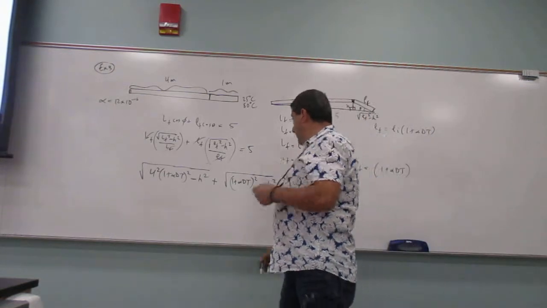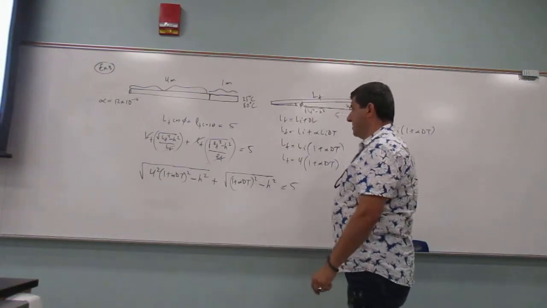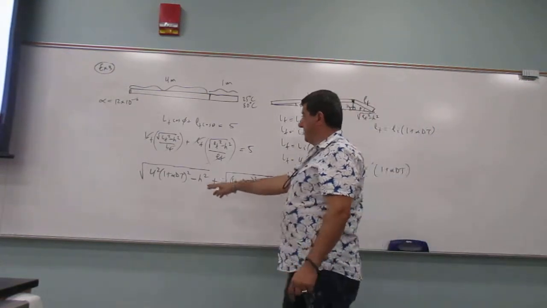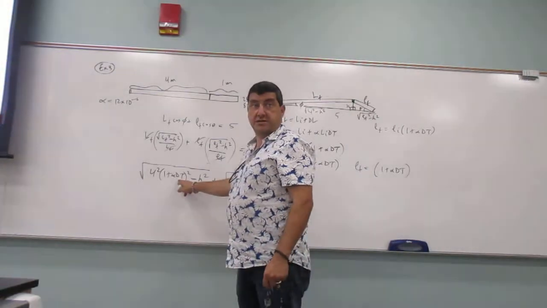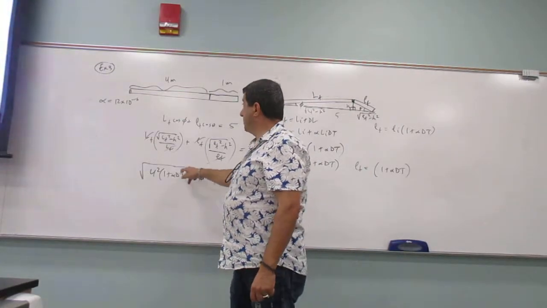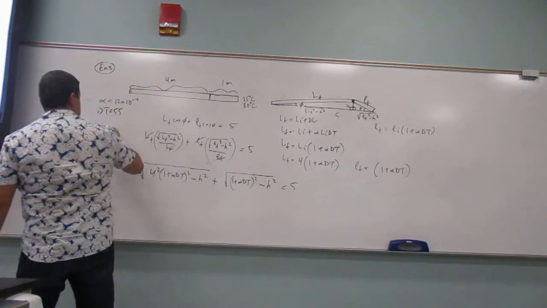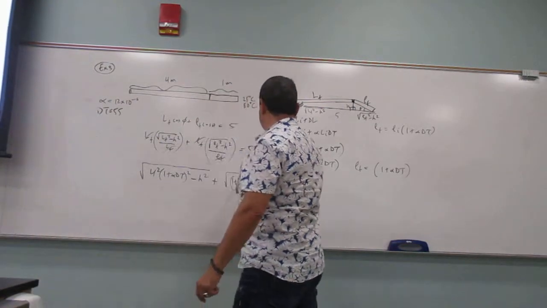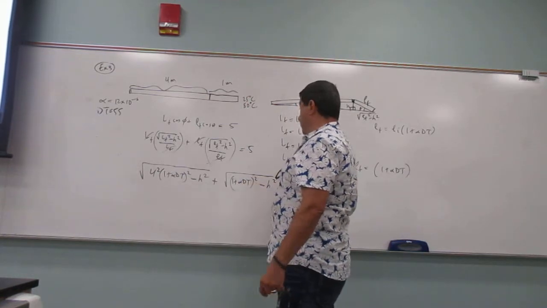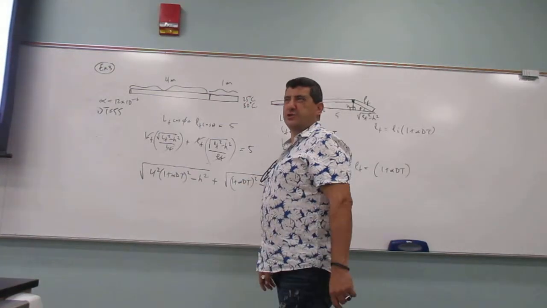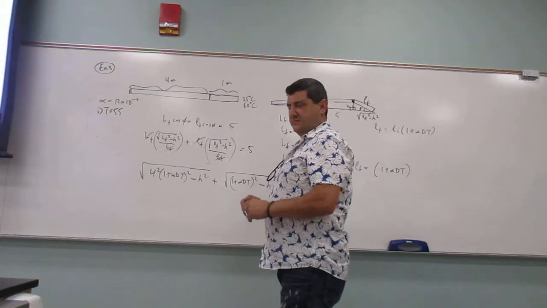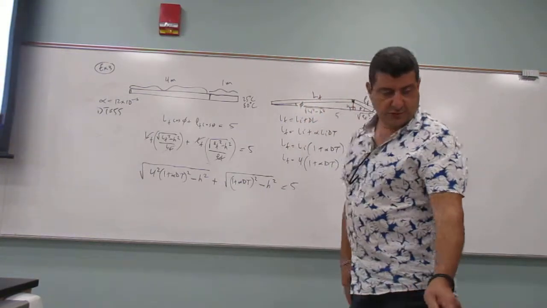But now I actually know what my alpha is and what my delta T is. The alpha is 12 times 10 to the minus 6, and delta T is 55, right? So I can put those numbers in here, and then the rest I can just put in the solver and solve for h.